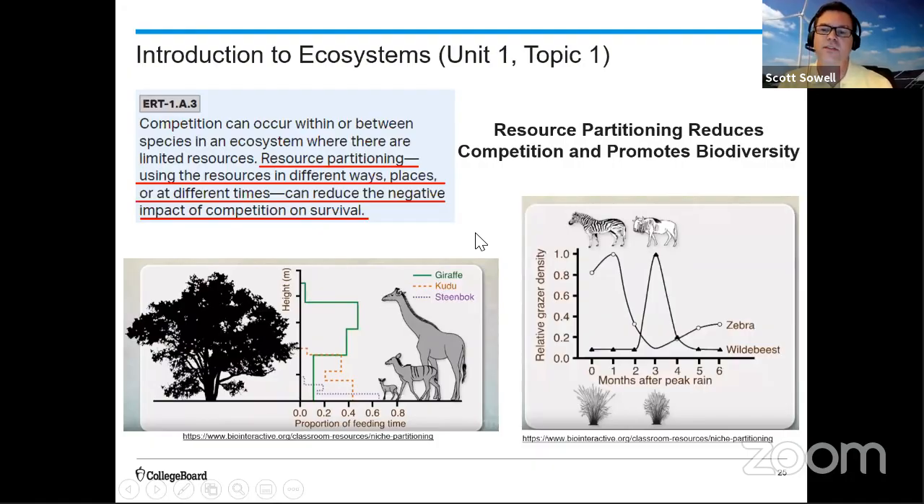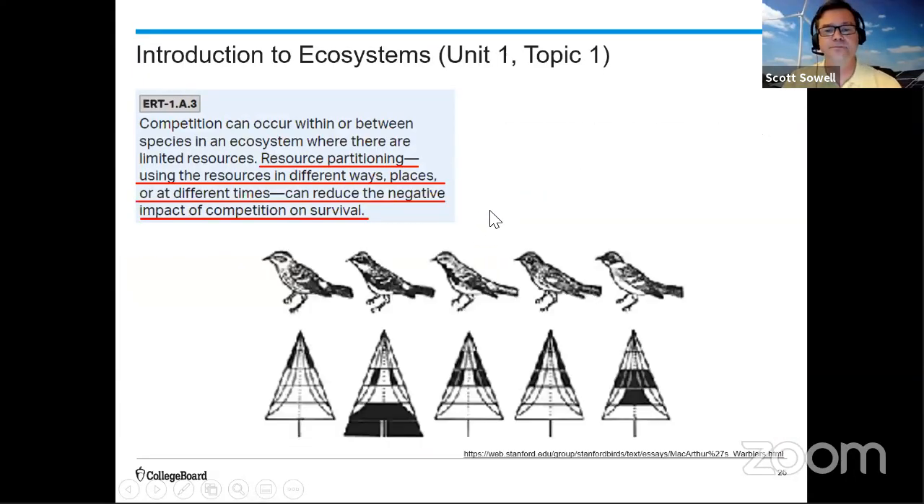Same thing happens with the zebra and the wildebeest, for example. But this time, instead of a spatial separation, they're doing it temporally over time, so that we see while the zebra and the wildebeest eat the exact same species of grass, one's doing it a little bit earlier and one's doing it a little bit later. So you can have species resource partition by space, or by time, or maybe even by what they eat.